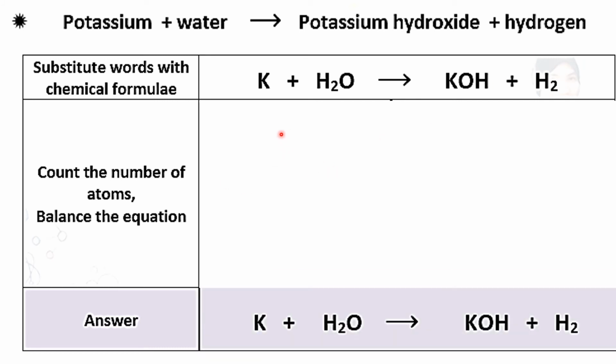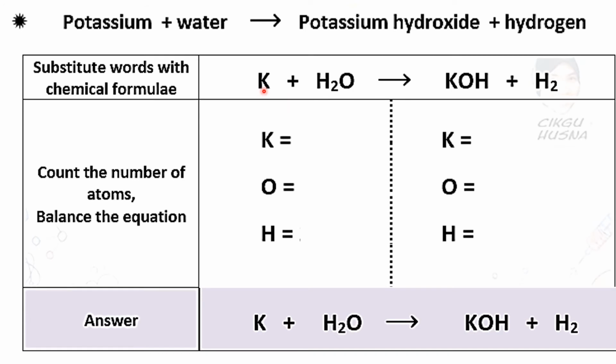So let's count the number of atoms. As you see here, there is K, potassium, O, oxygen, and also H, hydrogen. So K is 1, oxygen is 1, hydrogen is 2 in the reactant. Now we count in the product. K is 1, O is 1. And if you look here, there are two symbols for hydrogen. There is 1 hydrogen here and there's another 2 hydrogen here. Therefore, if we add it, 1 hydrogen plus 2 hydrogen equal to 3 hydrogen. So from here we can see that we need to balance the hydrogen. The hydrogen in the reactant is only 2 and in the product it's 3.